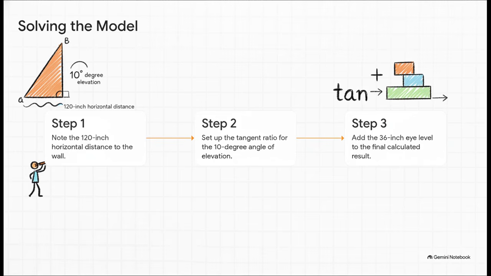Step 2. We take that angle of elevation we just found, 10 degrees, and set up a tangent ratio because we already know the adjacent side and we really want to find the opposite side. Step 3. Once we calculate the length of that opposite side, we have to remember to add our initial 36-inch eye level back into the final result. That's the only way to get the total true height from the floor.